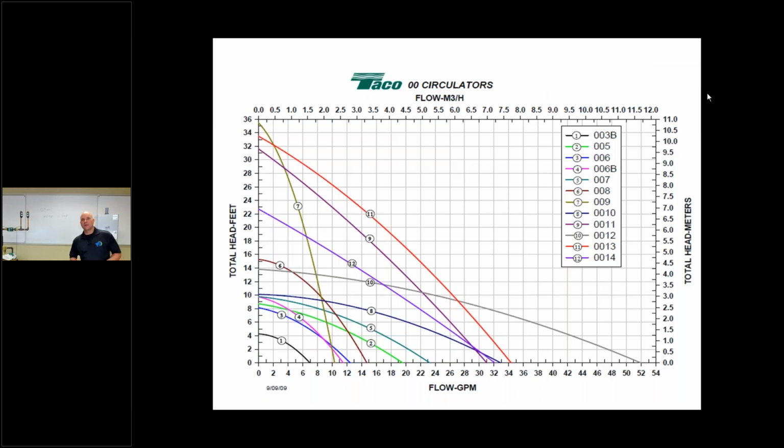Sorry. So if we need to overcome 12 feet ahead, we're going to go right here to this line, 12 feet ahead, follow it across, 12 GPM, come straight up, 12 and 12. We're just underneath line number 10, right? If I go to line number 10, I would need a 0012 circulator. And because my rate is 12 and 12, it would be a 0012 circulator for both heat circuits.